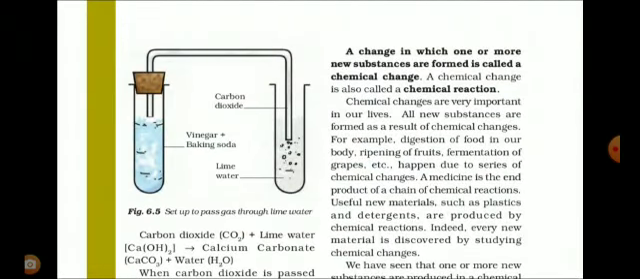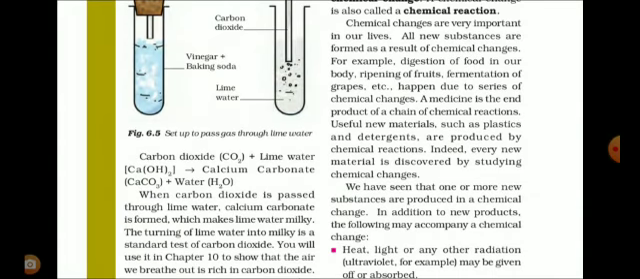In the left side test tube there is vinegar and baking soda. Due to reaction of these there is a hissing sound as well as a gas will evolve, and if this gas is passed through the lime water, what will happen we'll see. So the reaction can be written in the form of carbon dioxide.